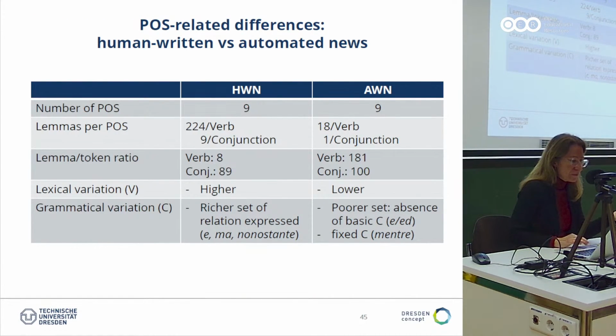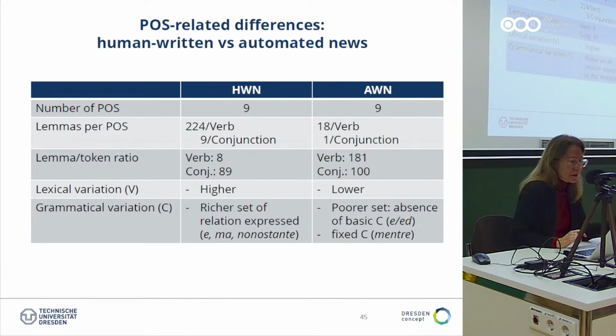A last slide here with the differences related to parts of speech in human written and automated news. We have seen no difference in the number of POS. There are 9 in each case. It's not surprising. What we have is a huge difference in the lemma per POS ratio, with much higher lemmas per POS in human written text, both in relation to verbs and conjunctions, and probably also in relation to the other parts of speech. The lemma token ratio is also different, and the lexical variation is higher in the human written news in relation to automated news.